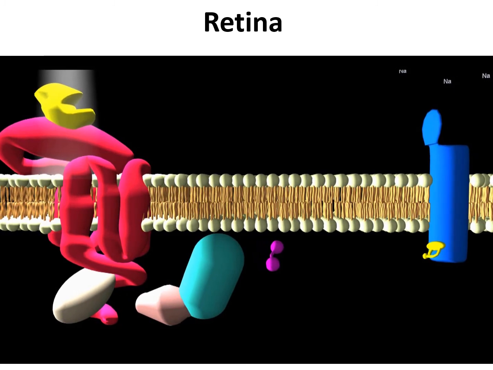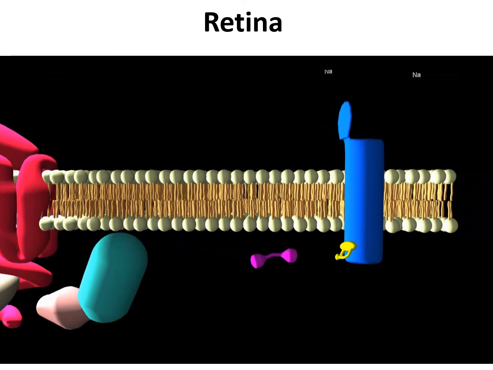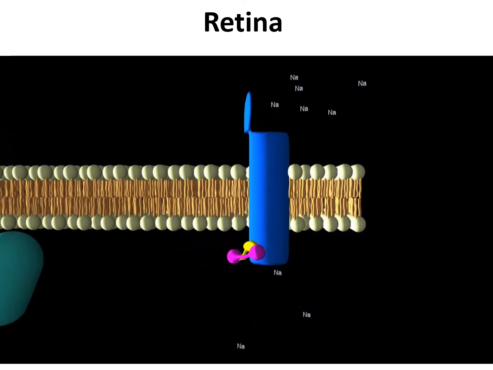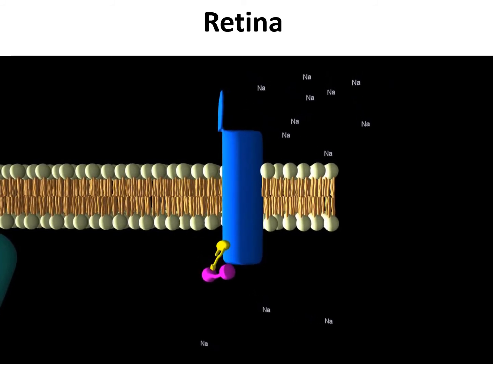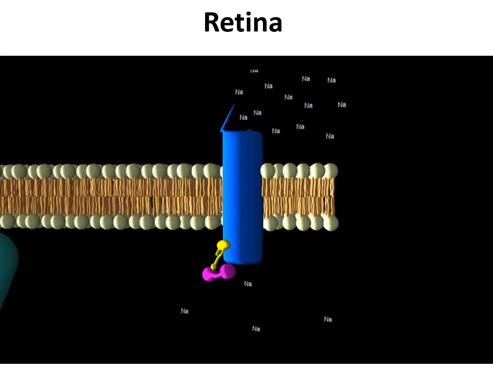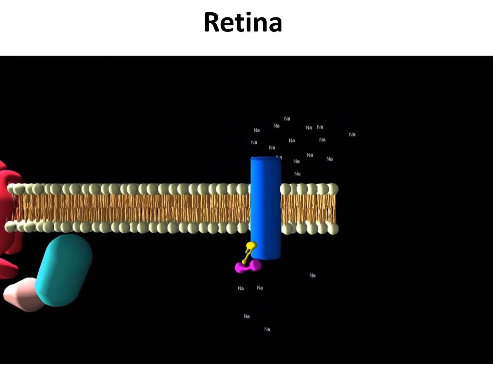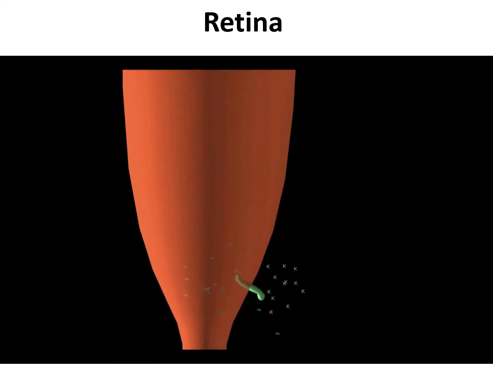These enzymes convert the cyclic GMP bound to the sodium channel into GMP. When the channel is bound to GMP, it closes its gates, preventing further entrance of sodium. Nevertheless, the ATPase pump continues pumping sodium out of the receptor cell, and by doing that, it hyperpolarizes the photoreceptor.